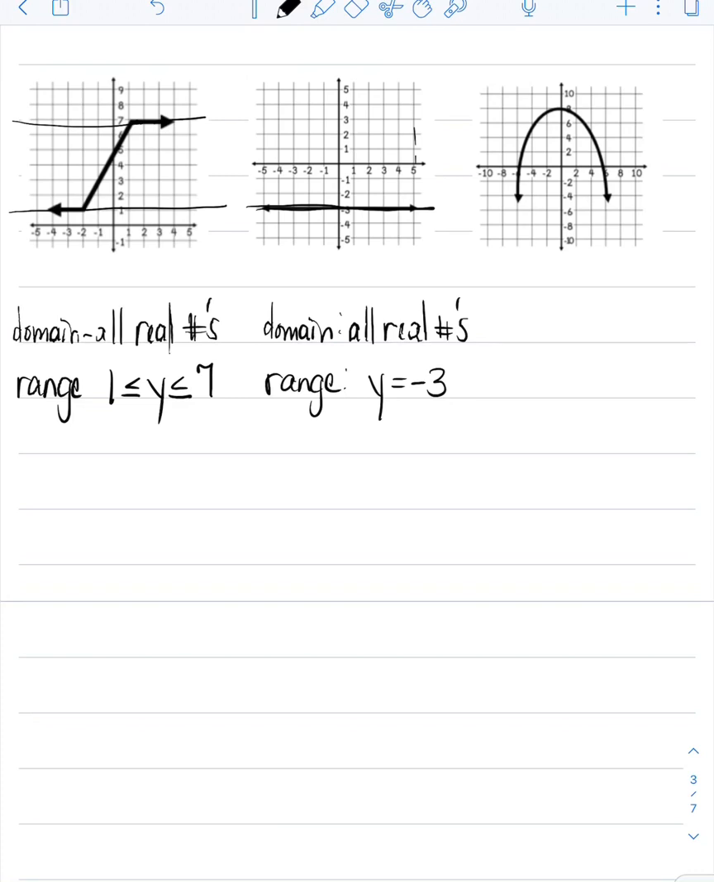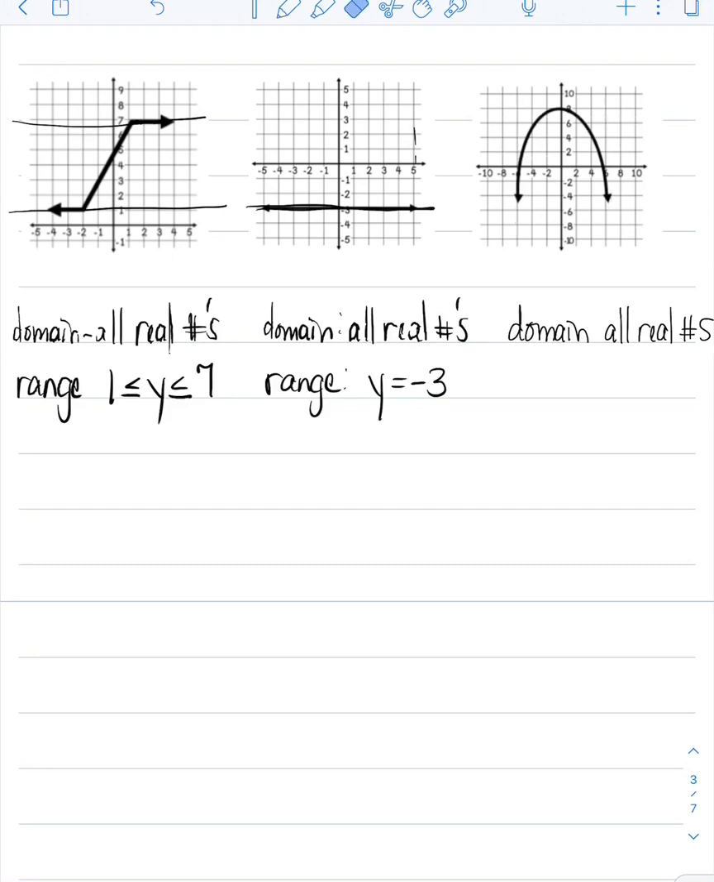All right, so let's take a look at another type of continuous graph with arrows on it. So first let's look at the domain. That's our x value, so it looks like it goes from -6 to +6, but because of the arrows, our domain is all real numbers.